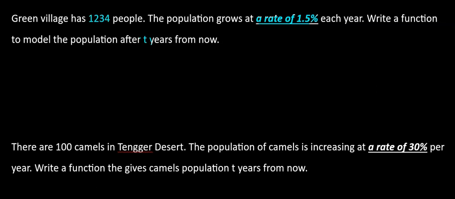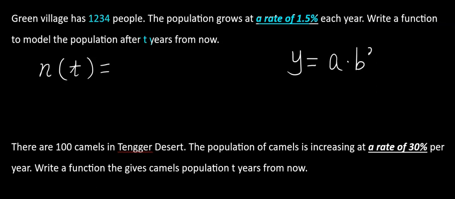So we're going to write the number of the people, and the input is the time. As time grows, the population, the number of people grows, equals what? Let's think about our form: y equals a times b to the x power. This is our exponential function form. A is initial value. B is the constant rate.